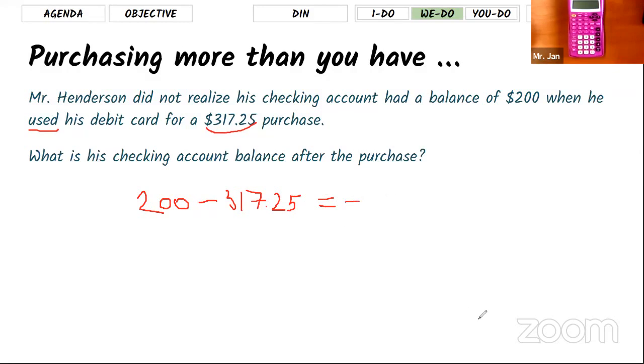And I think somebody got the answer. Oh, you answered that one first? Okay. So if you use a calculator, it's going to be negative 117.25. The meaning of this negative number is he spent $117.25 more dollars. Actually, he owes this amount of money to the bank now. Okay, he spent a lot.